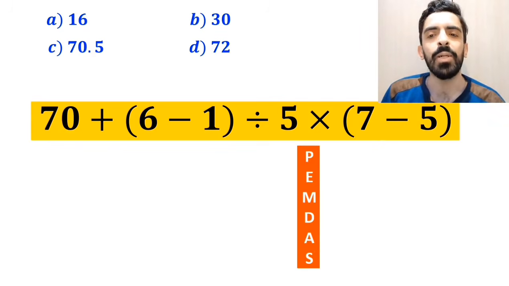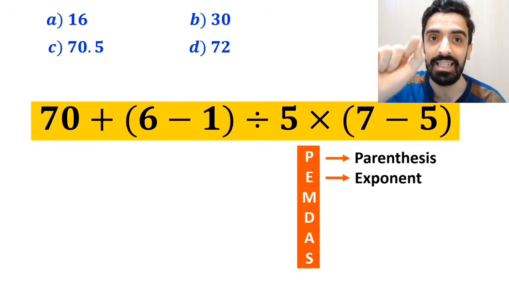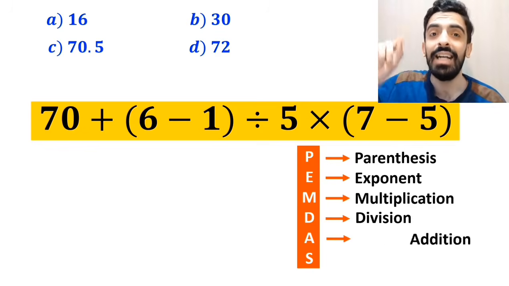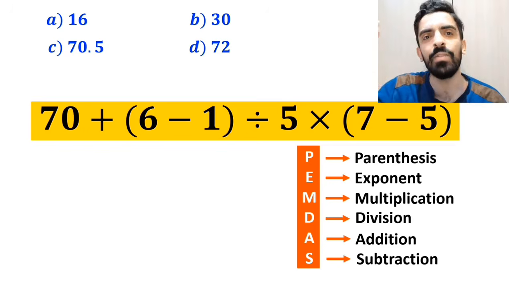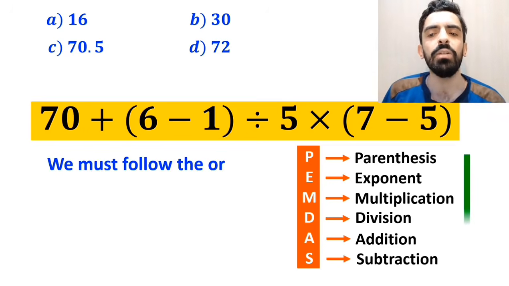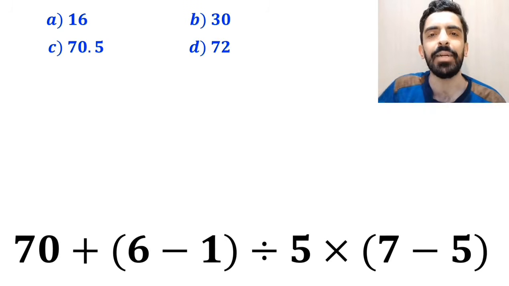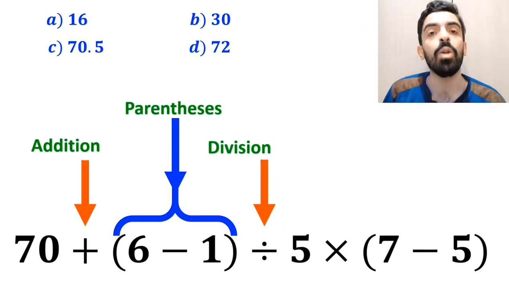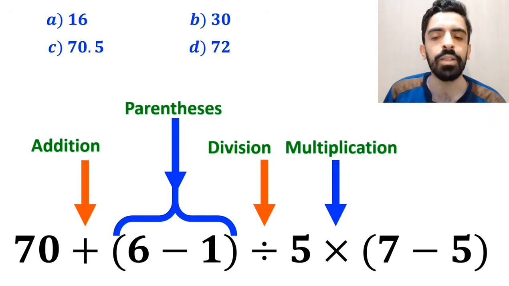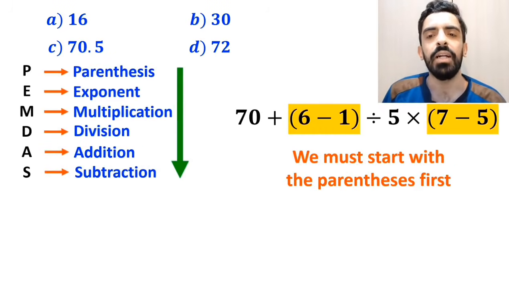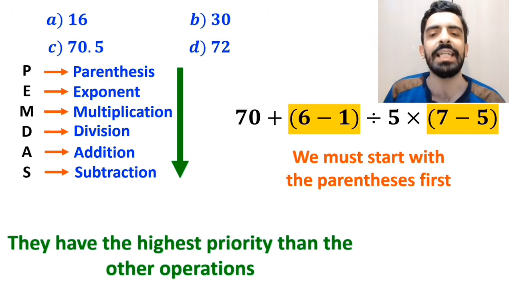To solve this question, we must follow the PEMDAS rule step by step. In this rule, P stands for parentheses, E stands for exponent, M stands for multiplication, D stands for division, A stands for addition, and S stands for subtraction. We have to follow the order of operations exactly in order from top to bottom. Okay, as you can see in the image, in this expression, first we have an addition sign, then parentheses, followed by a division sign, after that we have a multiplication, and finally another parentheses. We must start with the parentheses first, because they have the highest priority among the other operations.